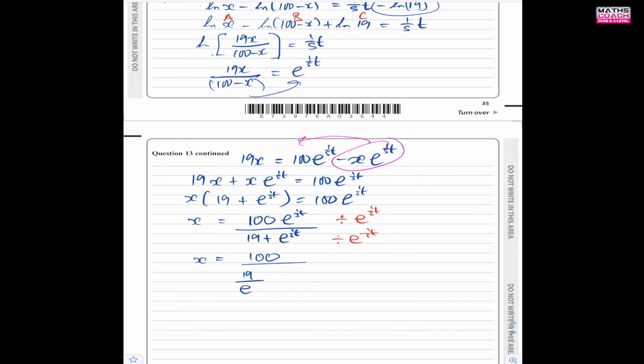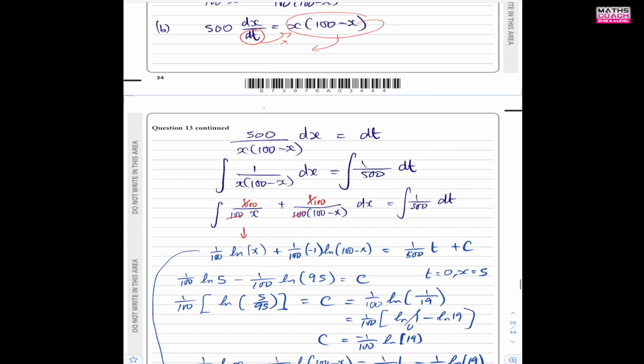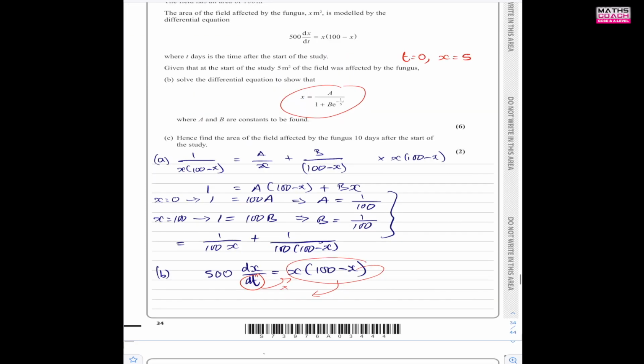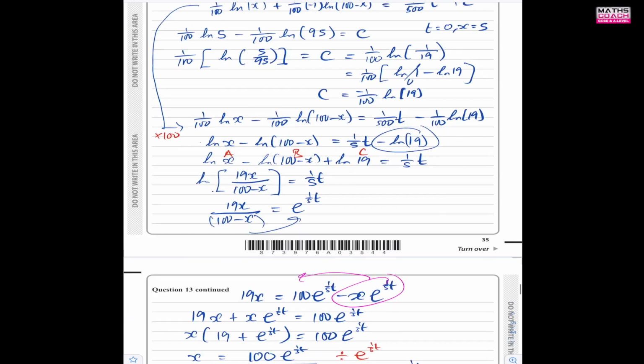So I think that's meant to be e to the power of minus 1/5 of t, plus 1. So that's the same as saying x equals 100 over 1 plus 19 e to the power of minus 1/5 of t. So therefore a equals 100 and b equals 19.